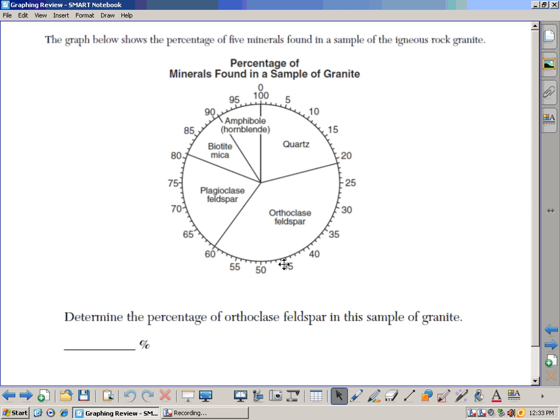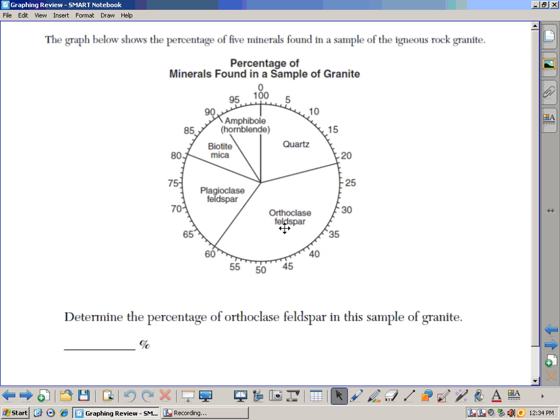The question based on this graph is: determine the percentage of orthoclase feldspar in this sample of granite. So if we look at our circle graph, orthoclase feldspar is here in this area, and it takes up this section of the pie chart. In order to find out the exact percentage, because it doesn't start at the 0, we're going to have to see what the difference is from this line on the graph to this line. For example, quartz starts at the 0, and the other side of the slice is over here at this point, which would be 21. So it would be 21 out of 100, 21%.